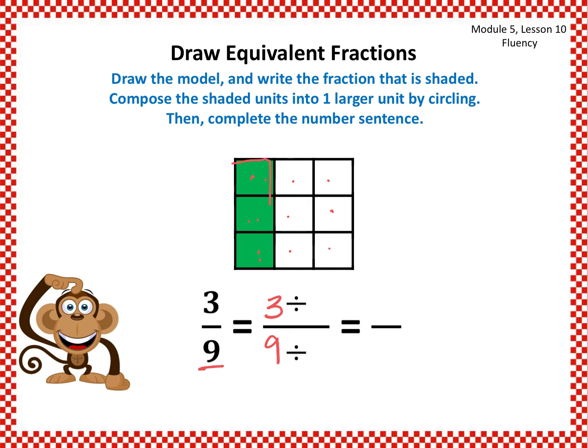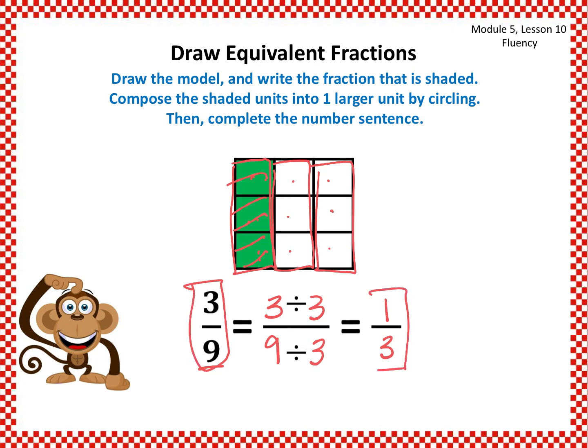I'm going to go ahead and compose that into larger units. So I can see right away that if I do it into groups of 3, I can create a different thing here. And so now I have 3 parts, which means my denominator has to be 3. So 9 divided by 3 gives me 3. Do the same thing to the top. 3 divided by 3 is 1. So here I have 3/9 equivalent to 1/3. And I did that by combining some of those units.